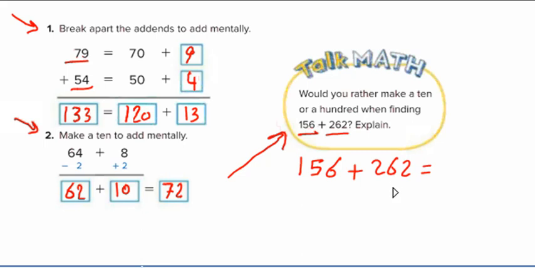So I will make a 10. I will subtract 2 from 262 and add it to 156. So our problem will be 158 plus 260. This is easier.